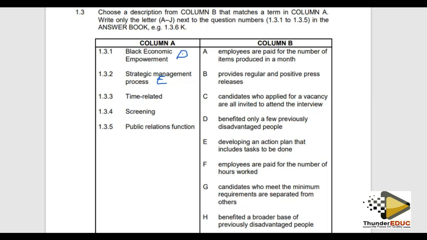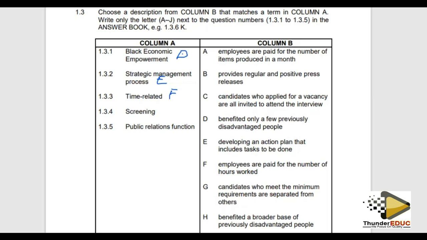So with time related, an employee is compensated after doing the work, according to the number of hours they spend at the workplace. But when it comes to piecemeal salary, employees are normally compensated based on the number of units they produced. So in this regard, our appropriate answer is going to be F. Employees are paid for the number of hours that is spent at the workplace. So for 1.3.3, the answer that we have is F. So now, moving on to the next question.